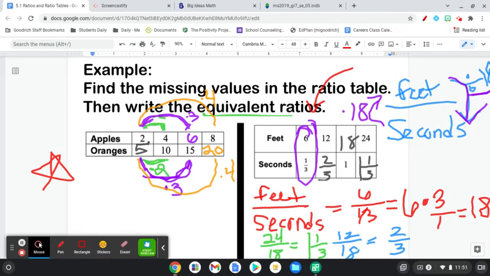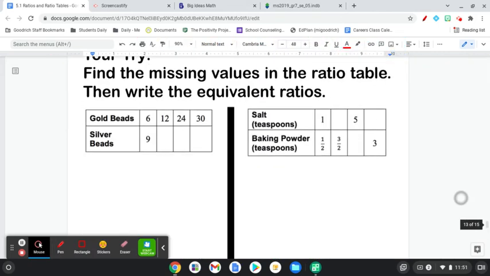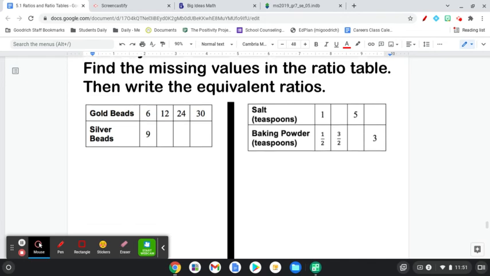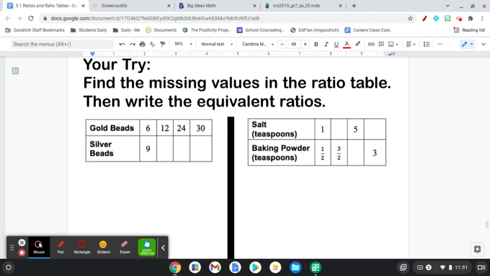All right, we're going to look at a You Try here. So find the missing values in the ratio table. I'm going to have you pause the video to try it.